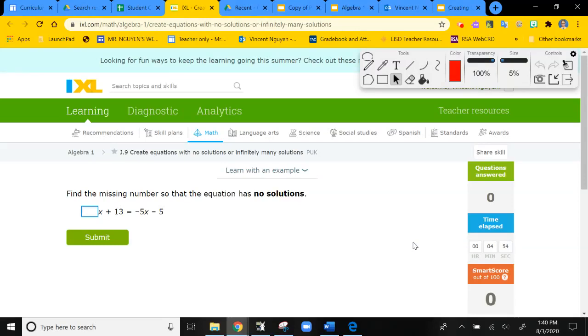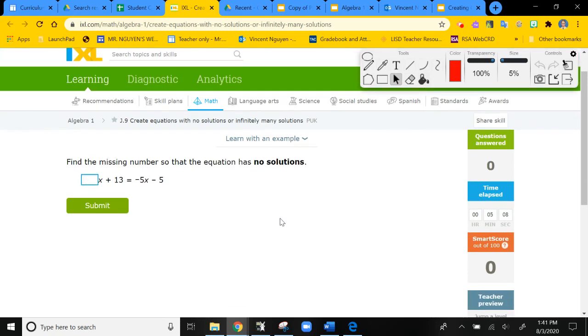Today we're going to work on what makes an equation have no solution, infinitely many solutions, or all real number solutions. So let's take a look at this first example here. We're supposed to fill in the blank to make an x term that makes this no solution. So no solution means, here are a couple of things you need to keep in mind when you're solving an equation that has no solution.